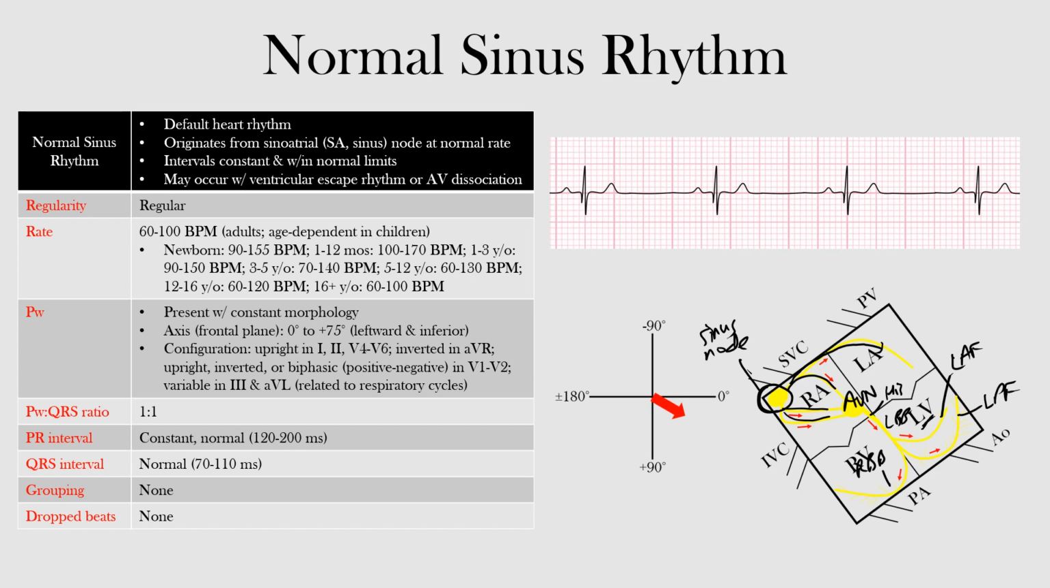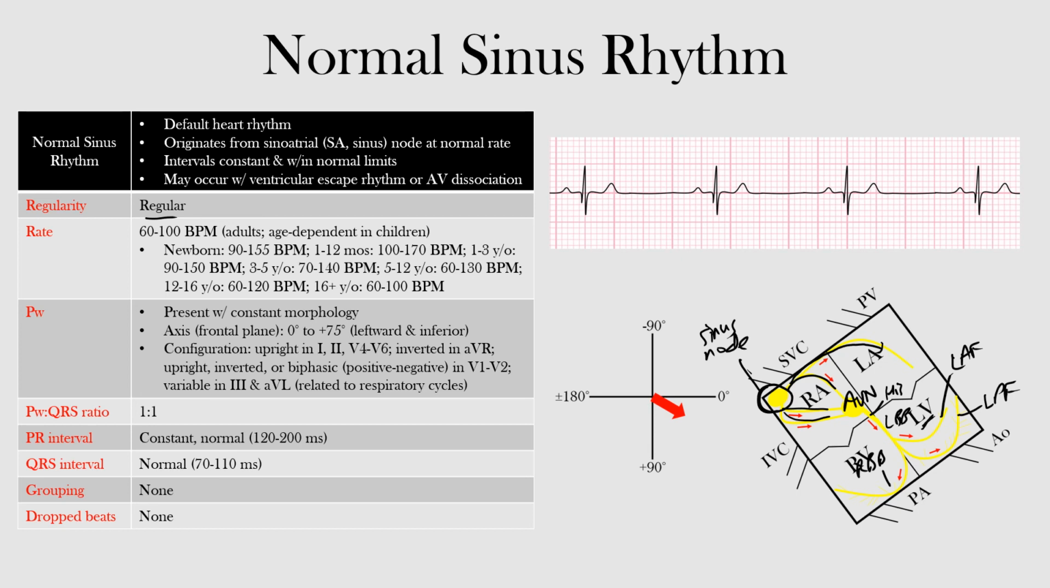Well, let's go through this chart that we have here. We're going to start with the regularity. So if you look here, we say that the regularity is regular. And if you recall, a regular rhythm means that our intervals are constant throughout. So if we were to look at the P to P intervals or the R to R, we'll use the R to R here.